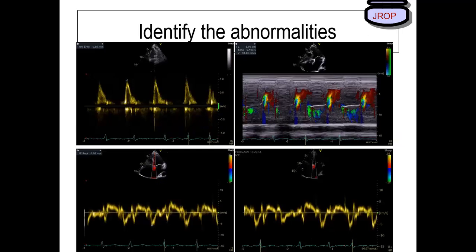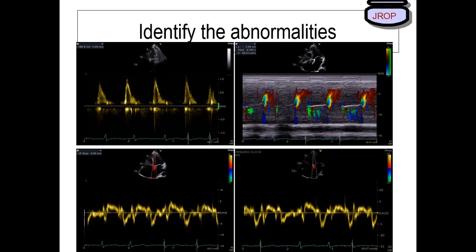What is the abnormality in this slide? What is this slide telling you? Why are these parameters done in this patient? Sir, in the left upper corner, pulse wave Doppler is done at mitral valve level. E is bigger than A wave, but where is the A wave? It's very minimal. Actually, it's absent. So it appears to be a restrictive filling pattern, sir.